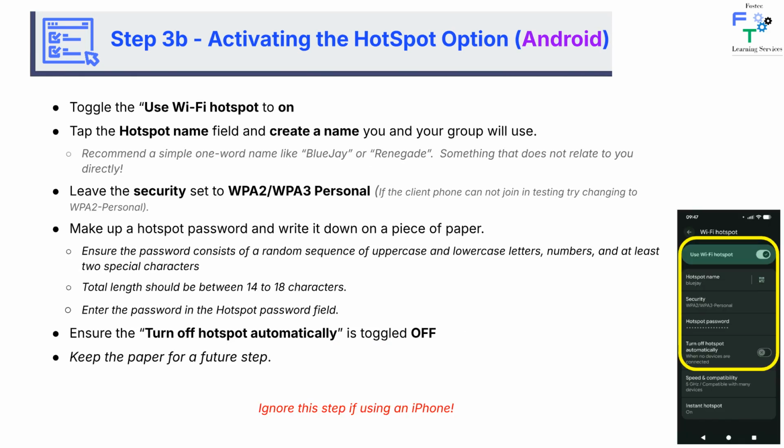Step 3. Hotspot activation for Android devices. Toggle the Use Wi-Fi hotspot to On. Next, create a hotspot name. Instructions for password complexity are provided and should be followed to inhibit uninvited users from stealing your bandwidth.